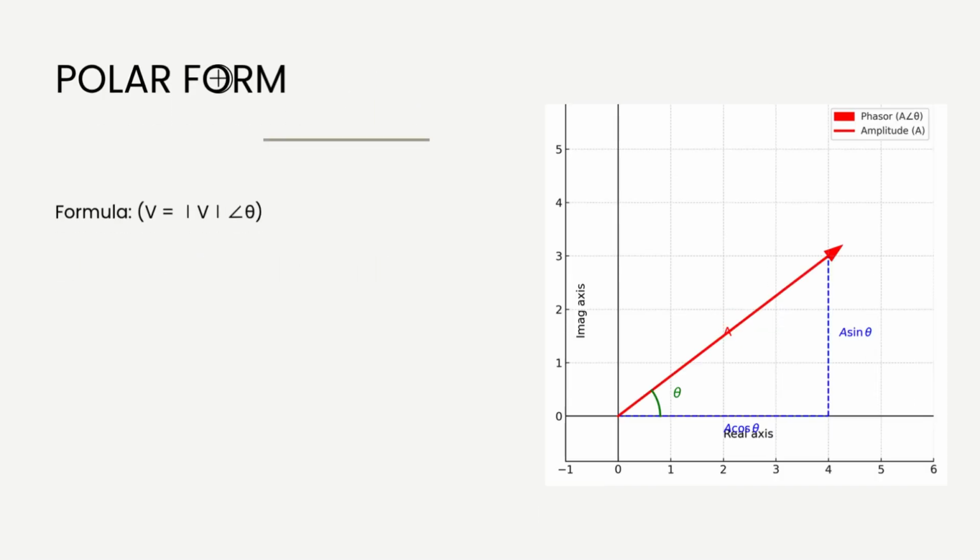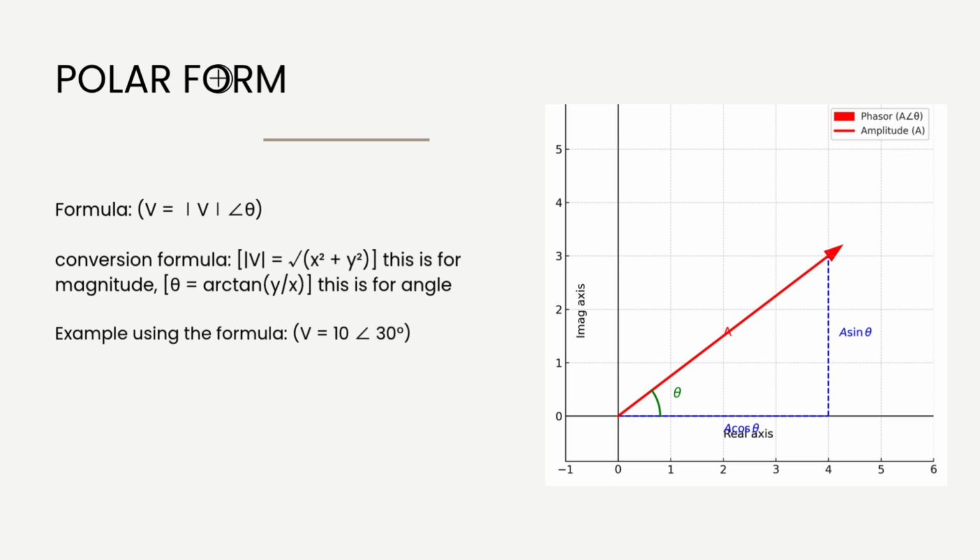So next up we have the polar form. The polar form expresses the same sine wave using the magnitude and the phase. As you can see, for example, we have V equals 10 angle 30 degrees. Converting between the rectangular and the polar form is straightforward using the magnitude and the angle formulas.